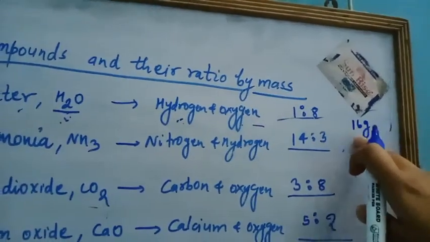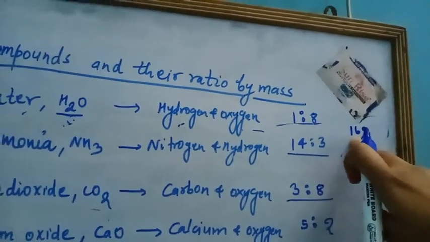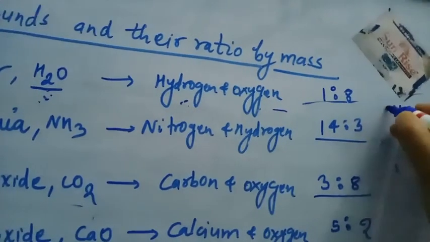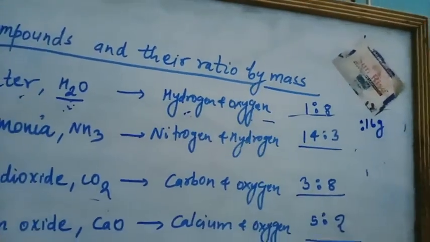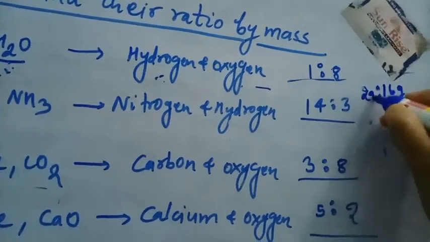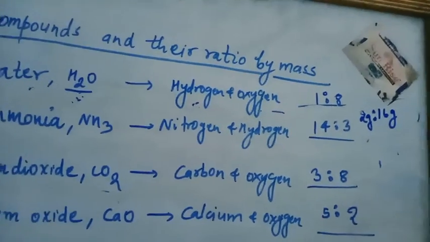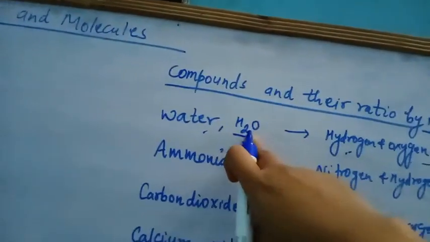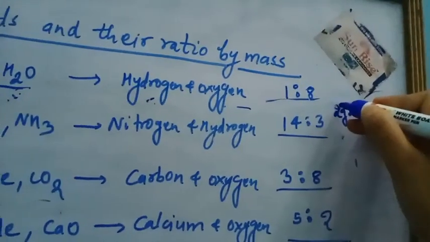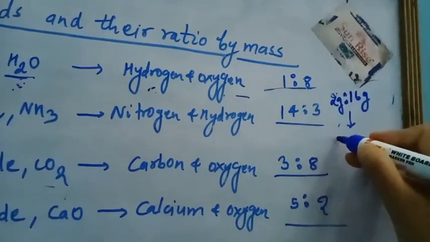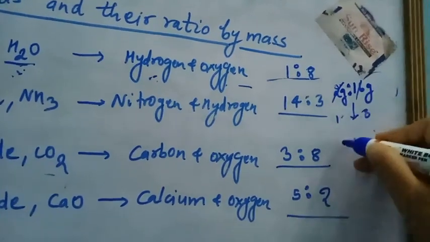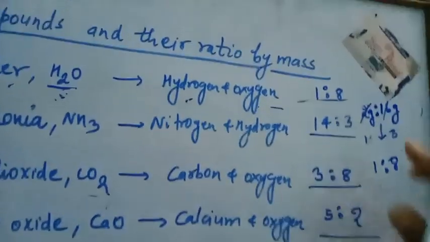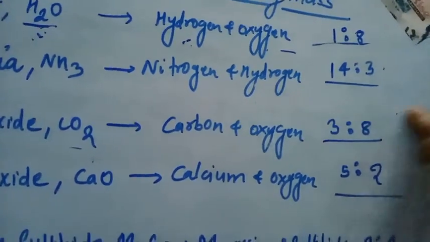If you wish to utilize all the 16 grams of oxygen in the reaction, then how many grams of hydrogen do you need? You need 2 grams of hydrogen. So 16 grams of oxygen will react with 2 grams of hydrogen to form 1 mole of water. Because if you see, it ultimately gives you the ratio 1:8 by mass. So the ratio is always fixed.